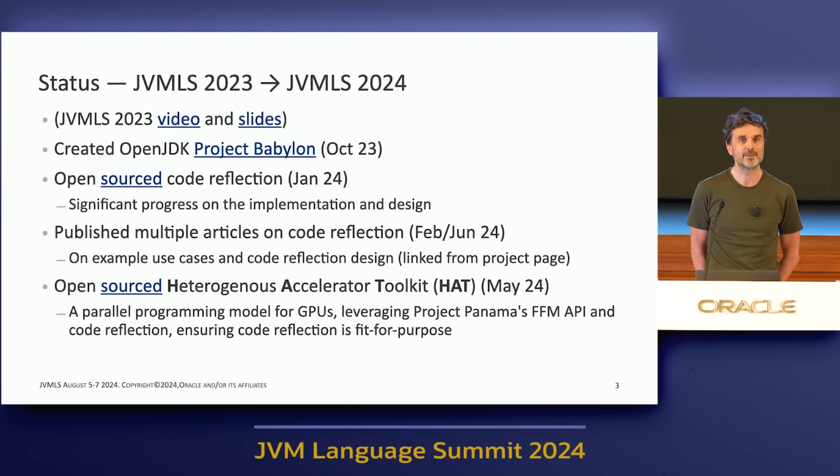Because I think this project is, if people get involved in it, they're going to surprise us with what they can do. And lastly, we also open sourced quite recently what we call HAT, the Heterogeneous Accelerator Toolkit. I'll be talking about this later, which we're trying to use code reflection and Panama to leverage GPUs. Code on Java, compile down to GPUs.